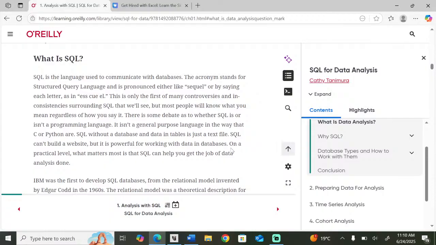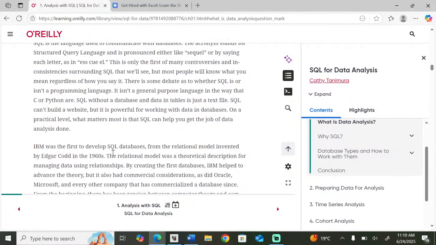When you want to work on a database, you use SQL. What matters most is that SQL can help you get the job of data analysis done. The most important part is that SQL can help you analyze data. That is what we're saying here.